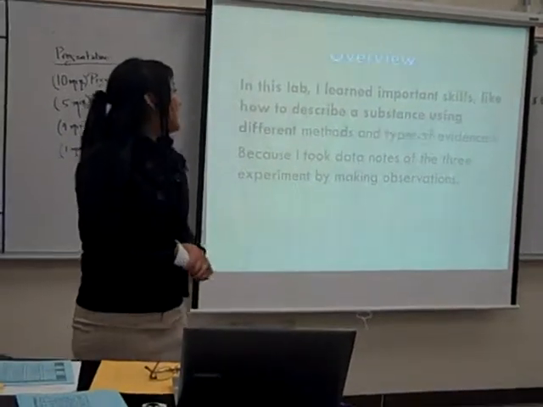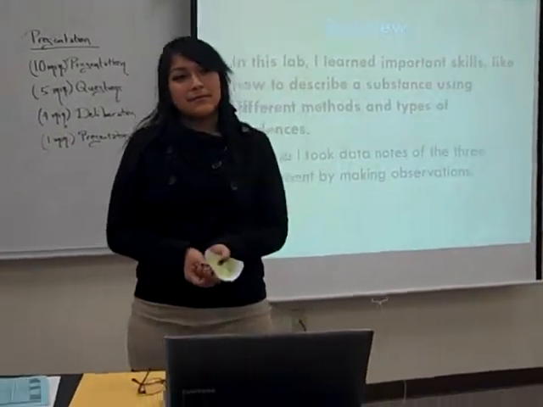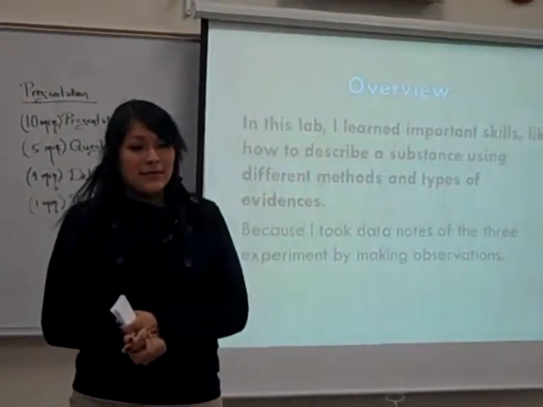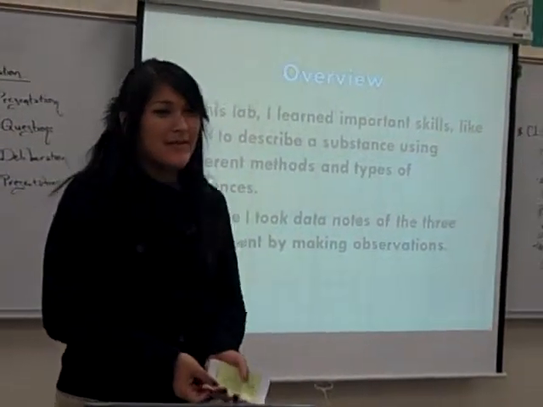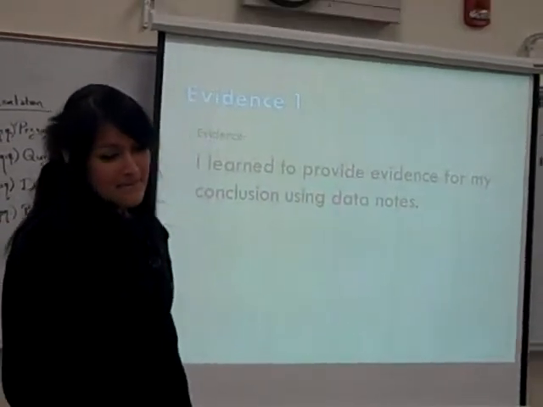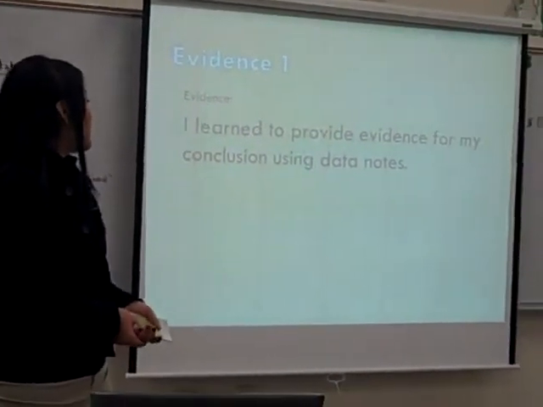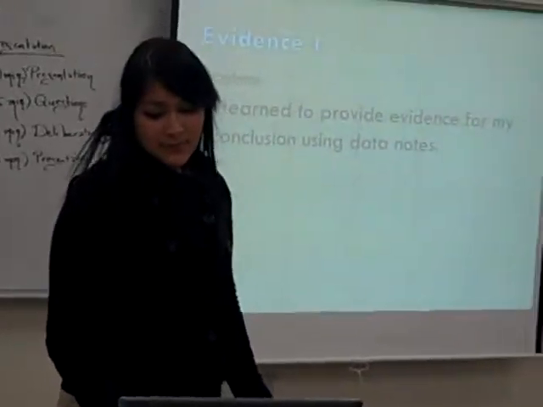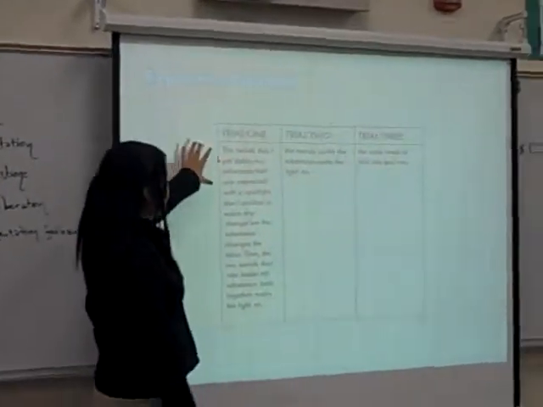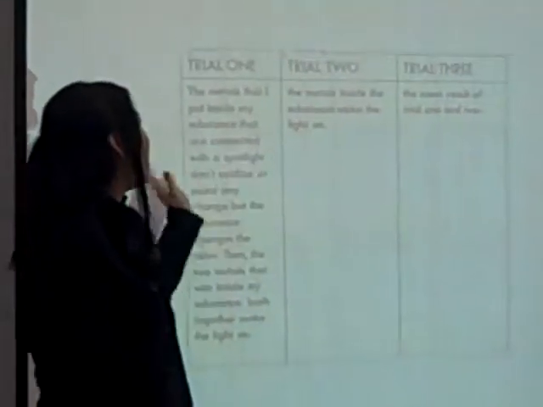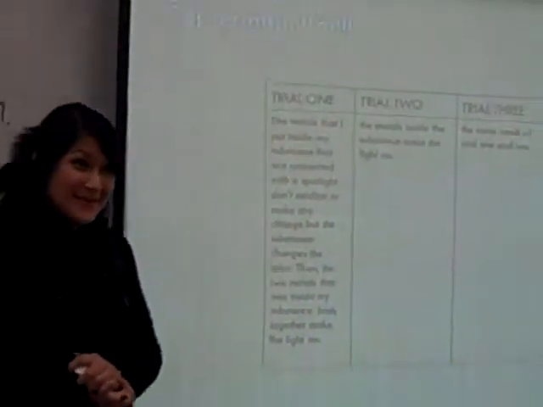In this lab, I learned important skills, as I said, how to describe systems using different methods and types of evidence. And I took data notes of the 3 experiments by making observations. And the first evidence, I learned to provide evidence for my conclusion using data notes. As you can see, this is my table. These are my 3 trials. In the first trial, I learned that my system is a good conductor of electricity.